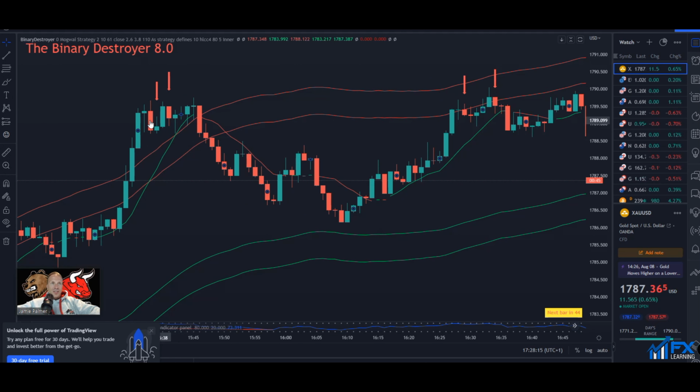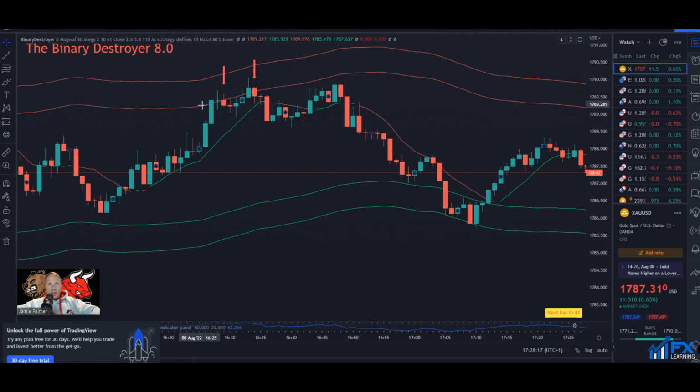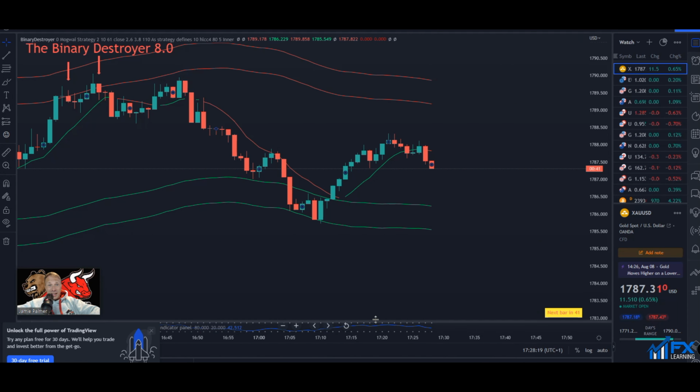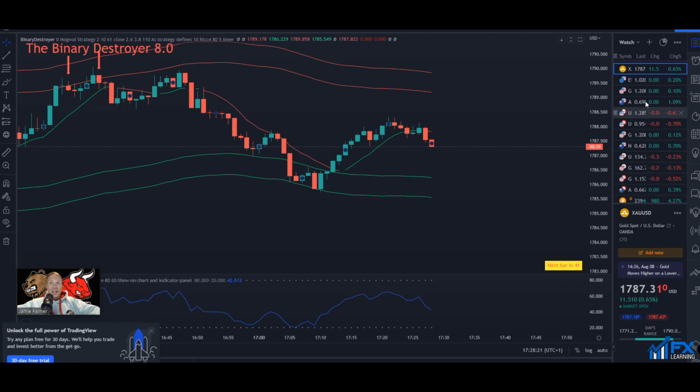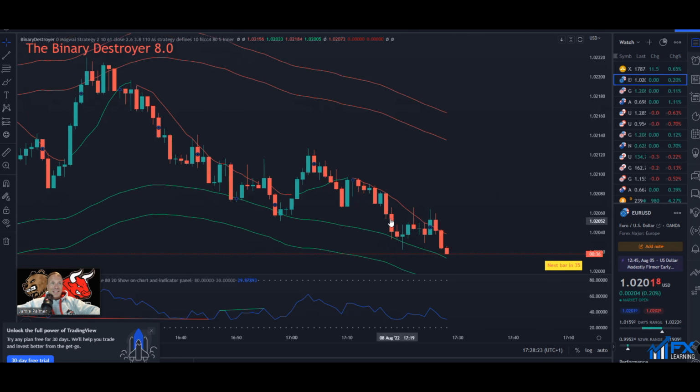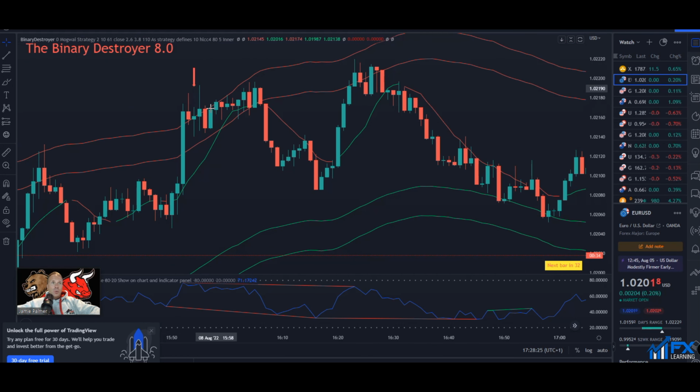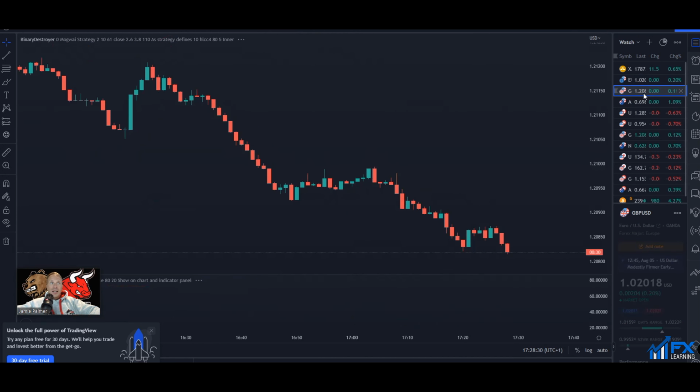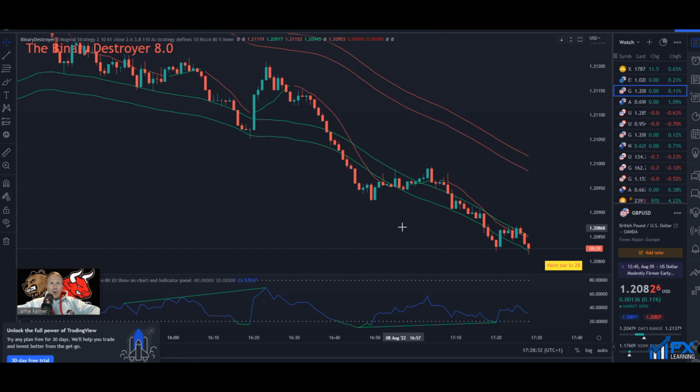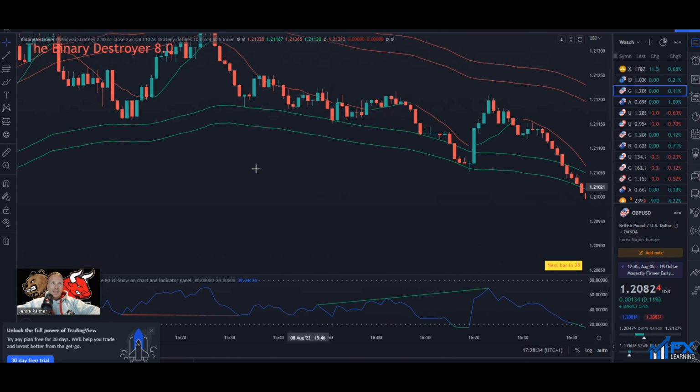So a number of little sells here, which is great on gold. Nothing really happening at the minute either, so no real setup at the minute on gold. EURUSD, we had a nice little sell at the top there, but again, at the minute, nothing on EURUSD. GBPUSD, oh, we've gone oversold on GBPUSD.